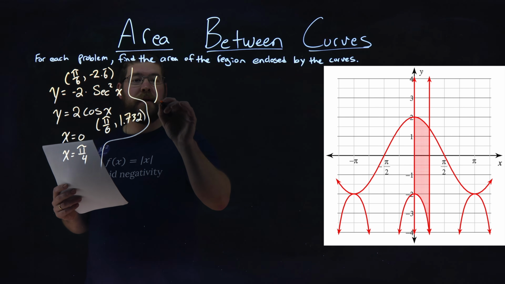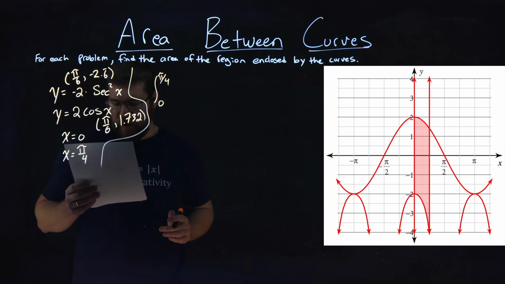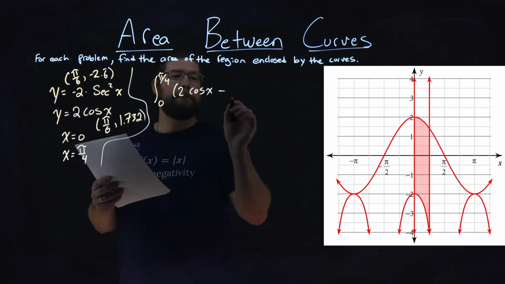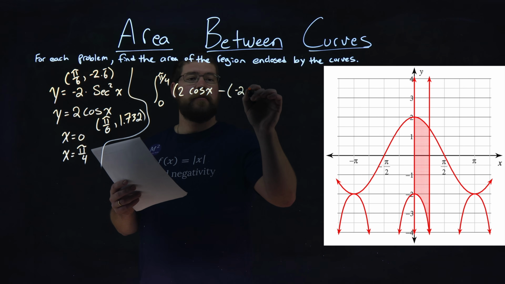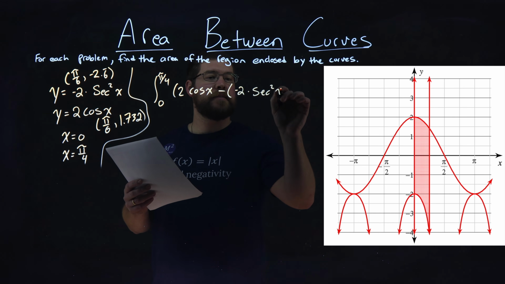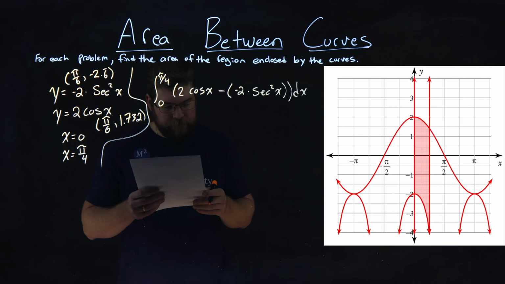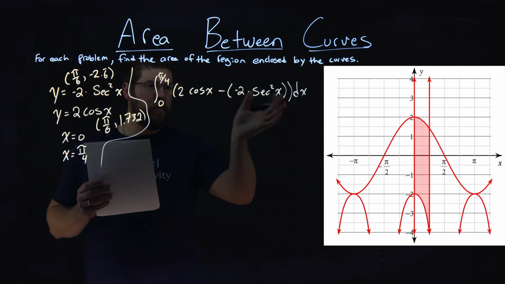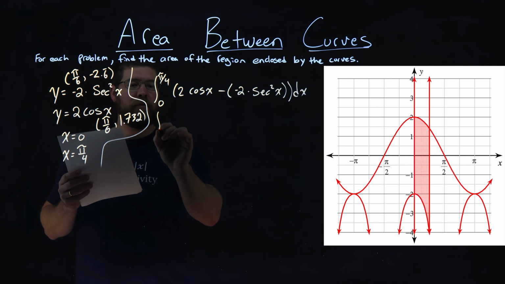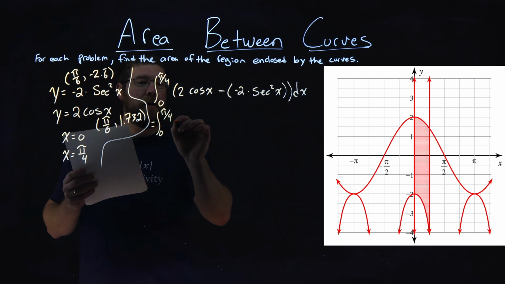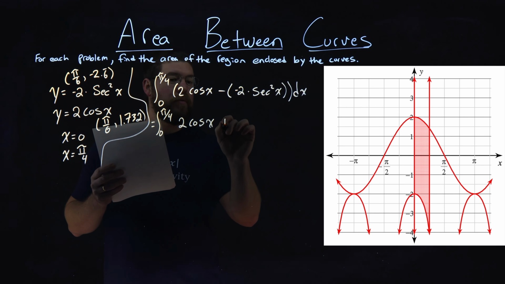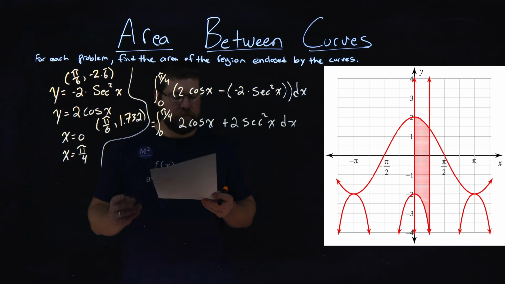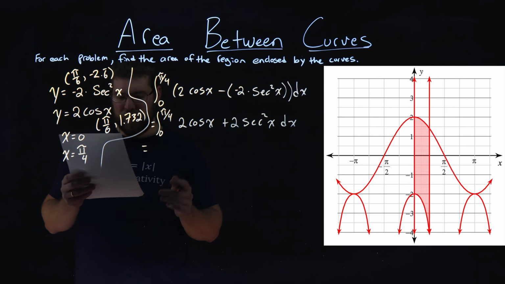We're integrating here from 0 to pi over 4. And we have, again, the first equation, 2 cosine of x minus a negative 2 secant squared of x dx. And now I want to simplify this. Just to make things a little easier, I like to get rid of that negative here. So we have the integral from 0 to pi over 4 of 2 cosine of x plus 2 secant squared of x dx.